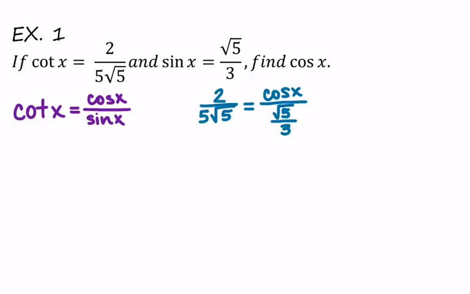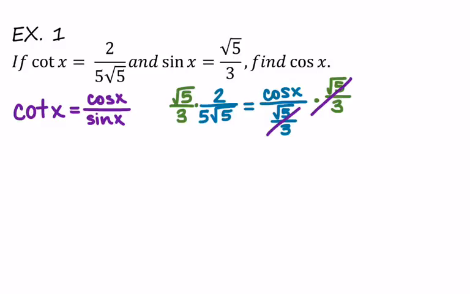So 2 divided by 5 square root of 5 is equal to cosine x divided by square root of 5 over 3. Since I'm trying to solve for cosine, I'm going to multiply by what's being divided by. So on both sides, I'm going to multiply by the square root of 5 over 3.